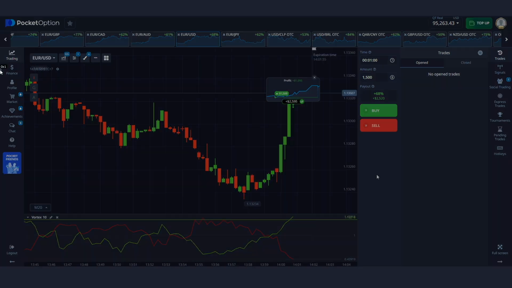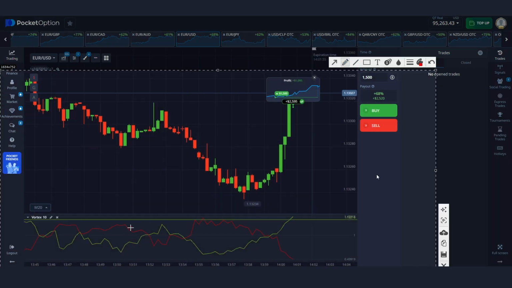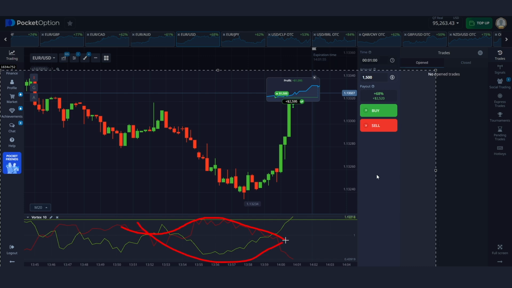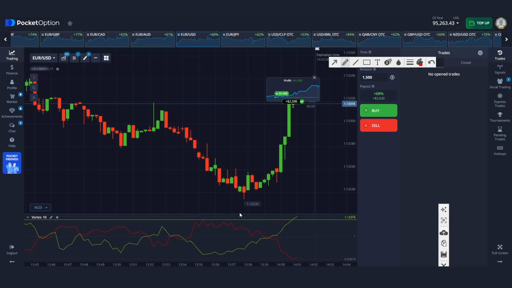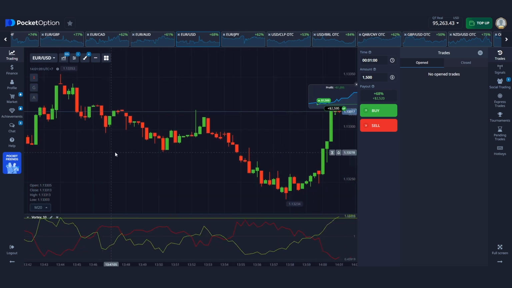That is, as we have understood, if you see a situation where both the red line and the green line are far apart from each other, then the points of intersection will be very successful and will give you a good movement. We can see this in the example.